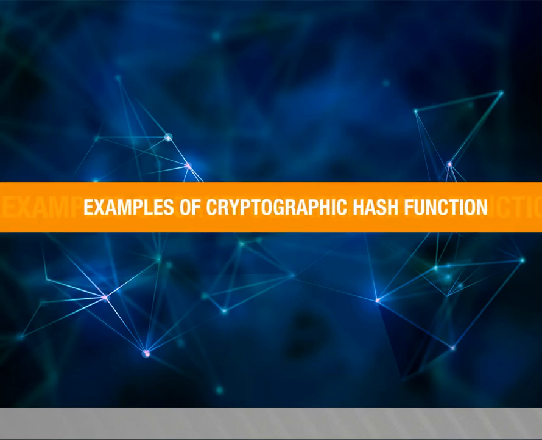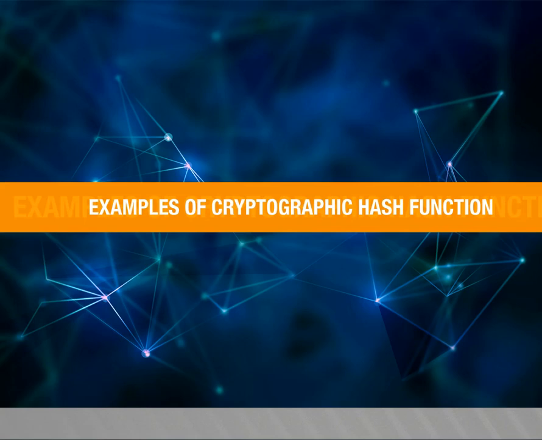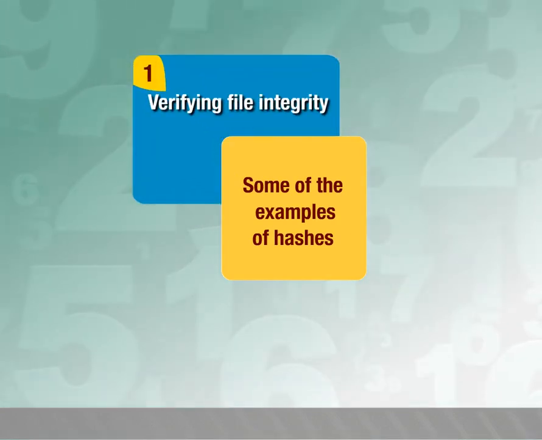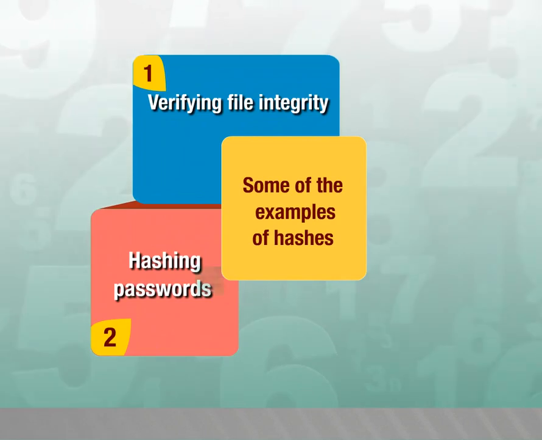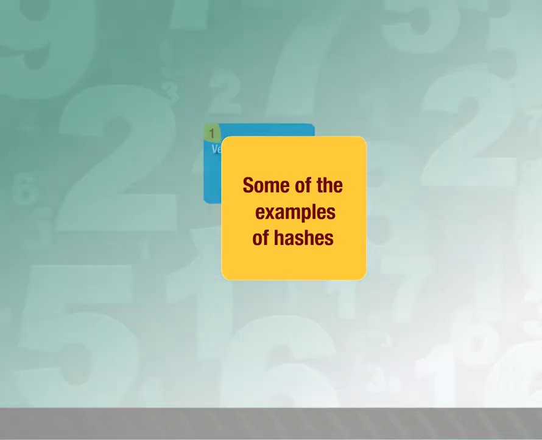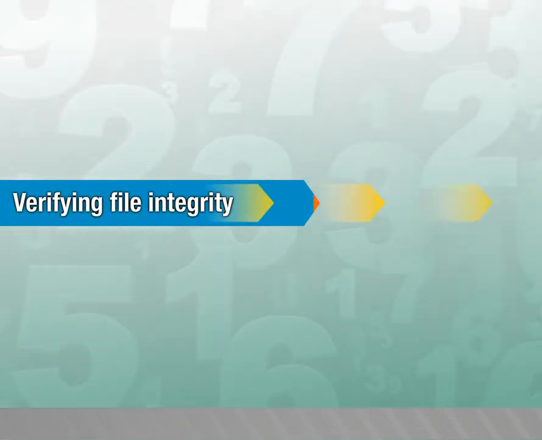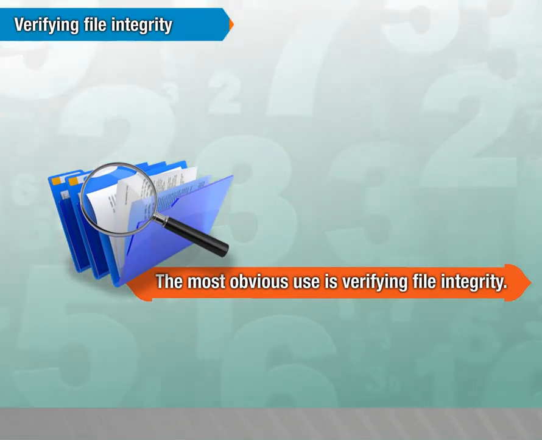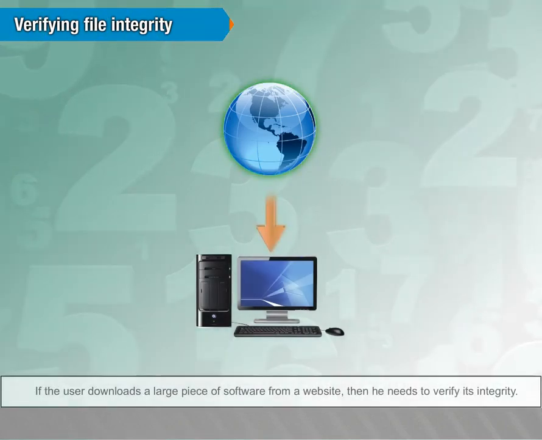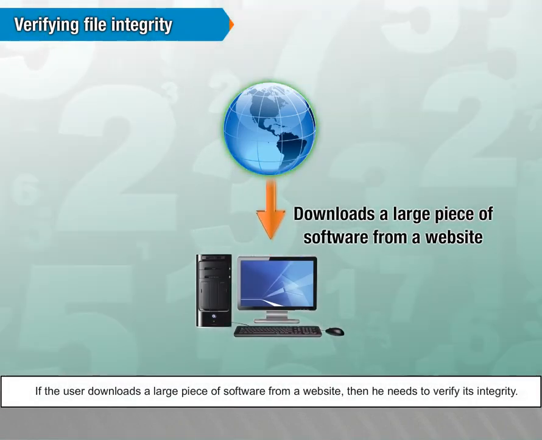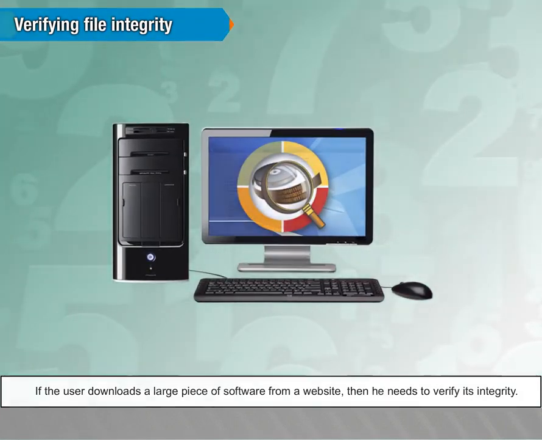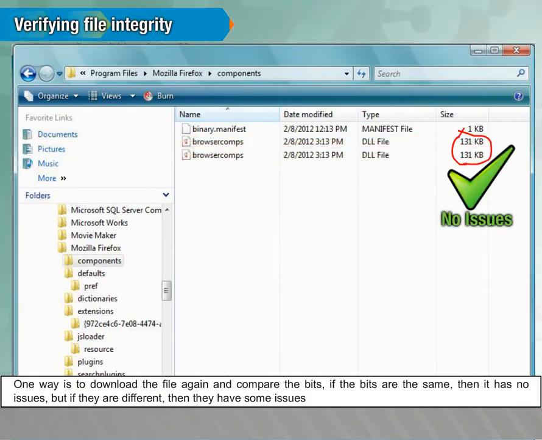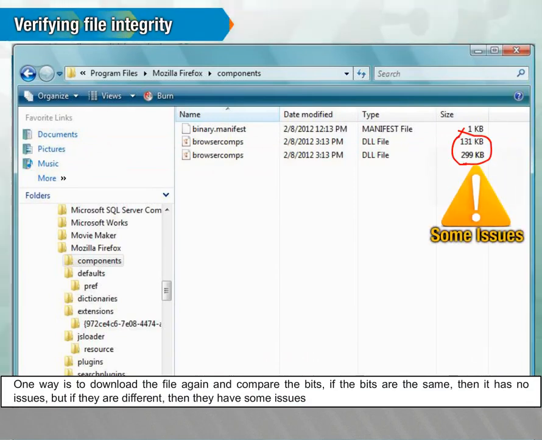Examples of cryptographic hash function. In this video, we are going to learn about examples of cryptographic hash function. Some of the examples of hashes are verifying file integrity, hashing passwords, and digital signature. Verifying file integrity. The most obvious use is verifying file integrity. If the user downloads a large piece of software from a website, then he needs to verify its integrity. One way is to download the file again and compare the bits. If the bits are the same, then it has no issues. If they are different, then they have some issues.